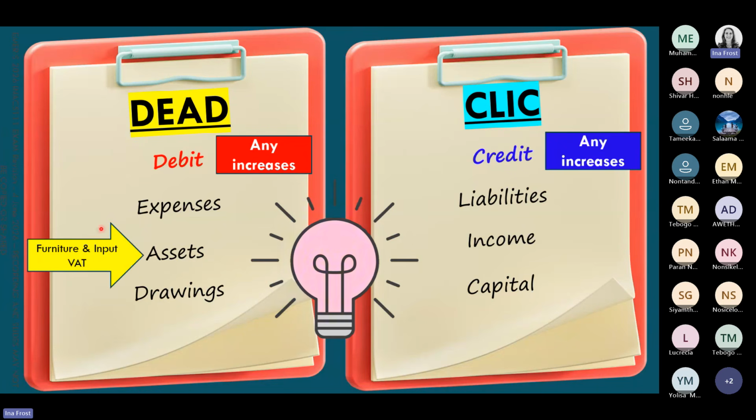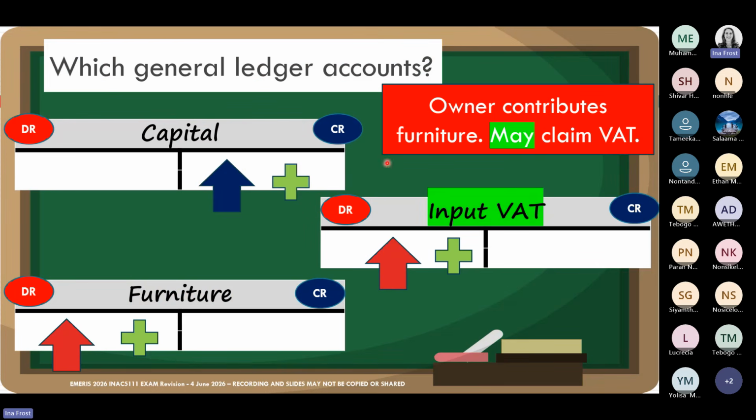So our furniture and input VAT are our two assets, so we're going to debit those two accounts, and our capital account, we're going to credit. If we look at it here, our capital account increases on the credit side, input VAT increases on the debit side, and furniture increases on the debit side.